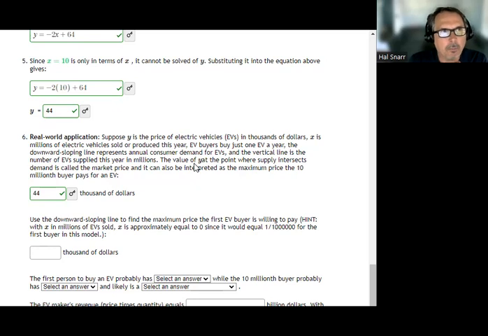Now, the first EV buyer, you can think of that person as the person who's willing to pay the most. Rich people are able and willing to pay a lot of money for electric vehicles. Poor people aren't able to buy an electric vehicle. They can only buy it at a really, really low price. A poor person on unemployment benefits isn't going to be able to buy an electric vehicle for $44,000.